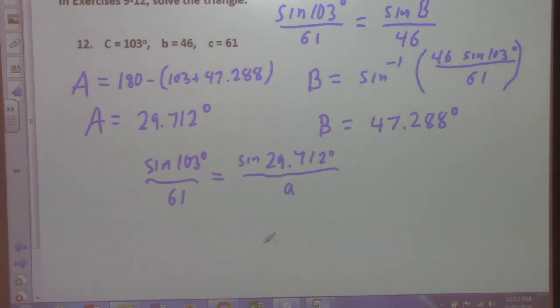Okay, little a. Little a is 31.029. Okay, so we got little a, we got angle B, and we got angle A. Does that look right? Yes. Okay, good work. Now what I want you to do is really pay close attention because we just have 25 and 26 left, right?